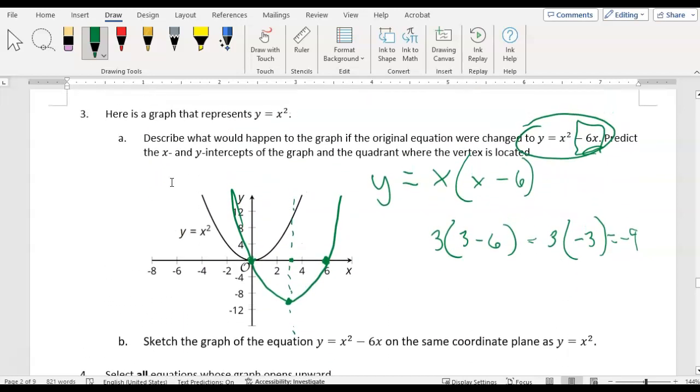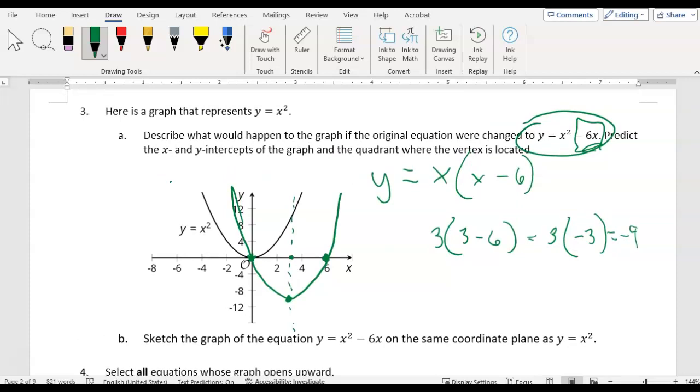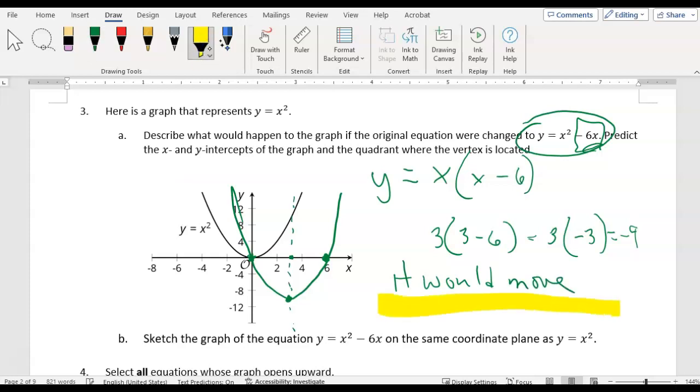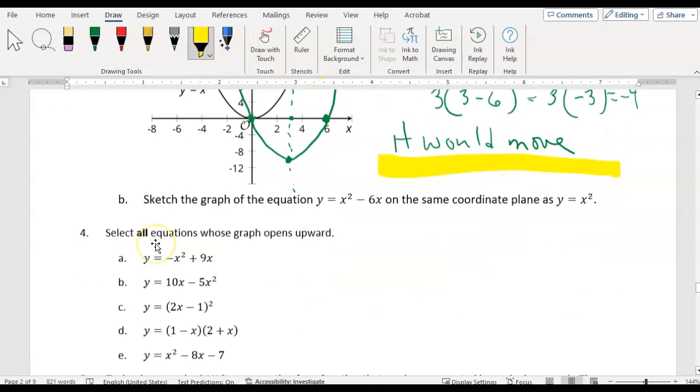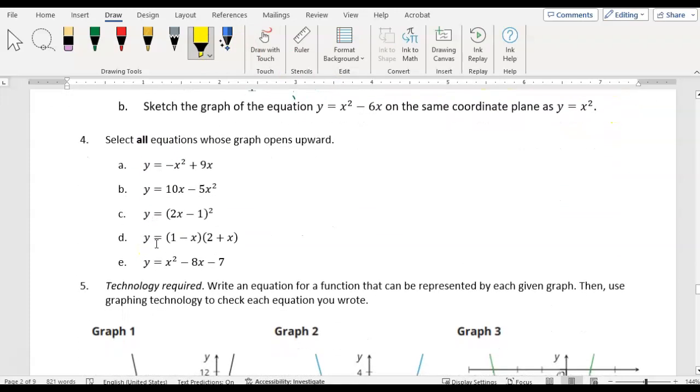So we sketch the graph, and then you can describe how it would move, and then you fill in what we just talked about. How would it move there? Okay? All right, that'll help show me that you are listening.